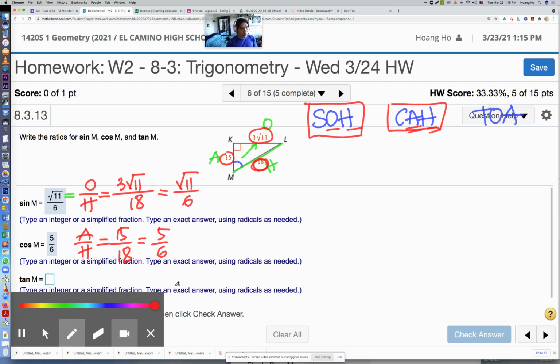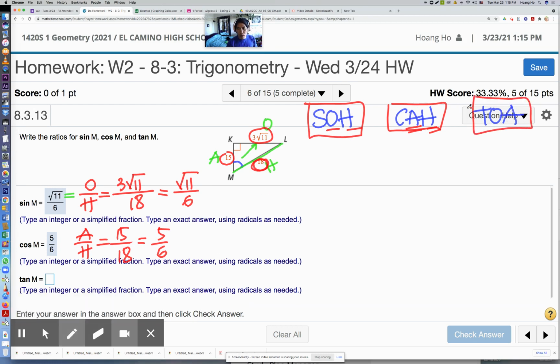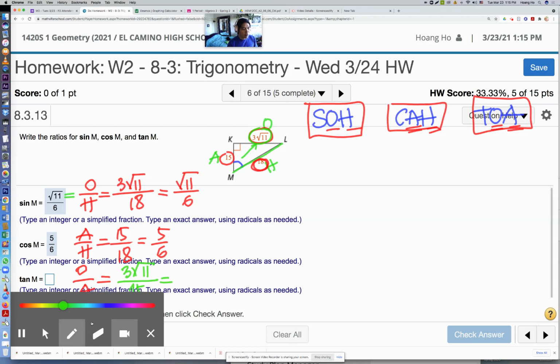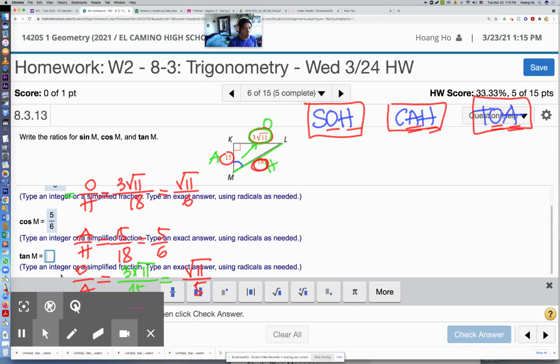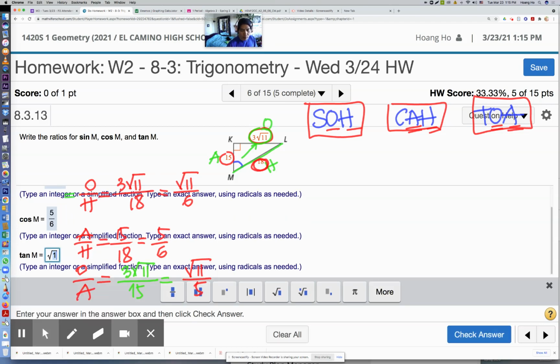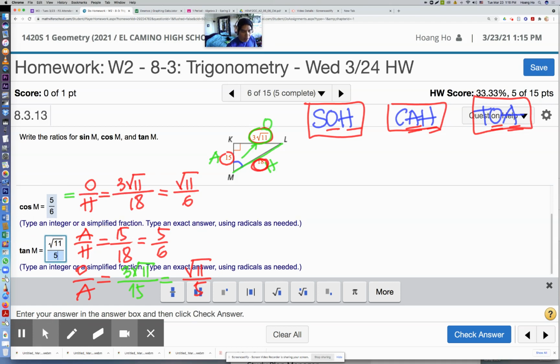Okay, tangent. Here's your song again. TOA. Tangent is opposite over adjacent. Opposite right here, 3 square root of 11. Adjacent happens to be 15. Okay, I simplify by 3. So that's square root of 11 over 5. Done.